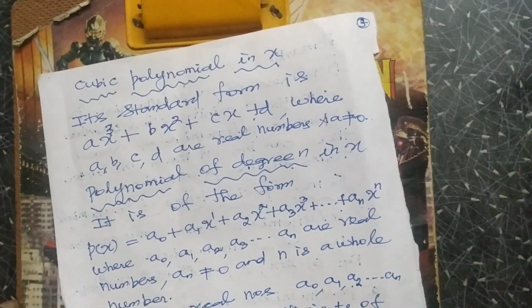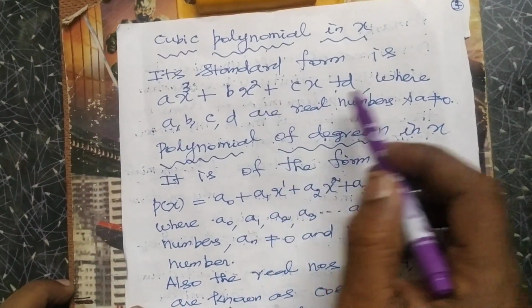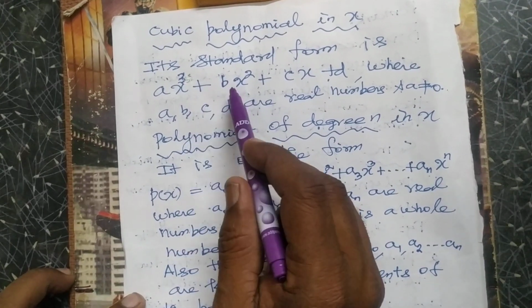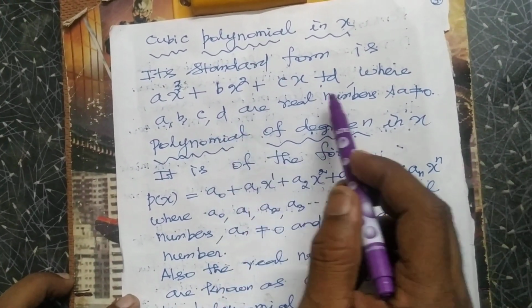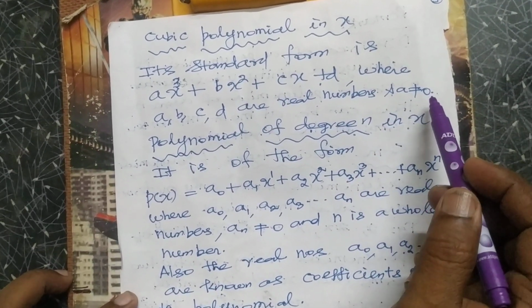The cubic polynomial in x, its standard form is ax cube plus bx square plus cx plus d, where a, b, c, d are real numbers and a is not equal to 0.